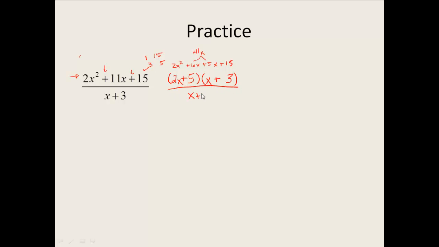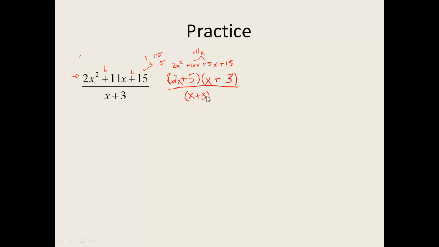Now I can go ahead and look at if I can cancel anything. My numerator is written in terms of multiplication. I've got 2x plus 5 times x plus 3. And notice on the bottom I have x plus 3. So I can cancel these out because they're identical.